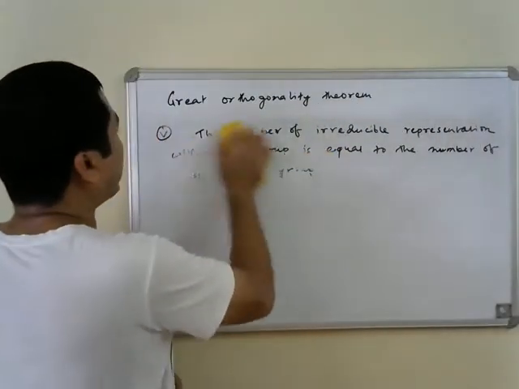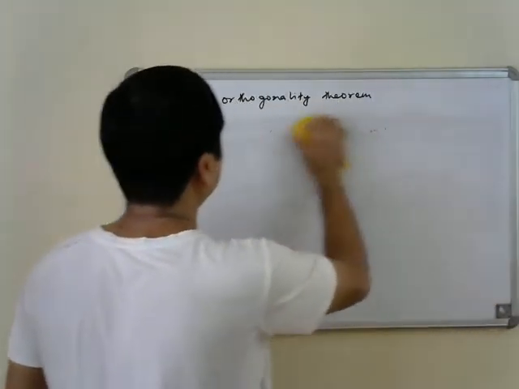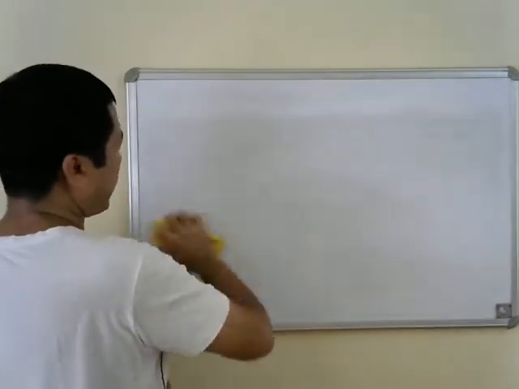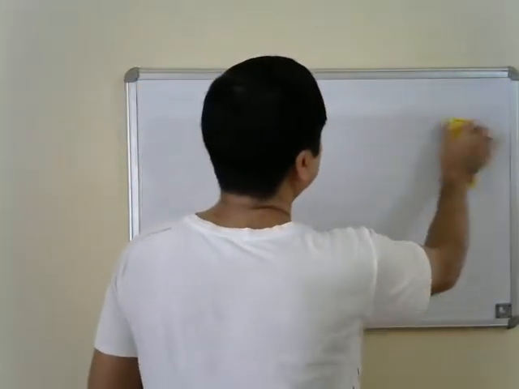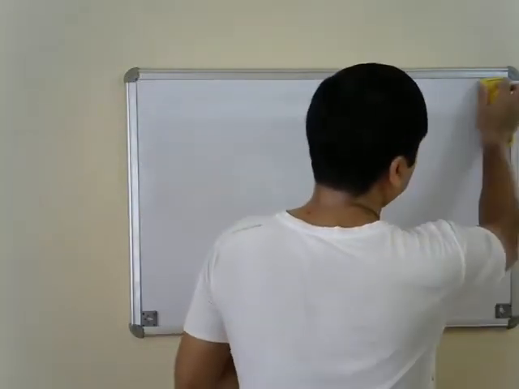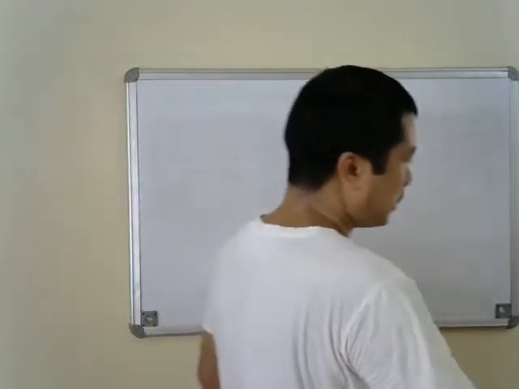So these are the 5 rules that we obtain from the great orthogonality theorem, and these 5 rules allow us to derive different irreducible representations within a given group. So let us do that exercise for the C2v point group.